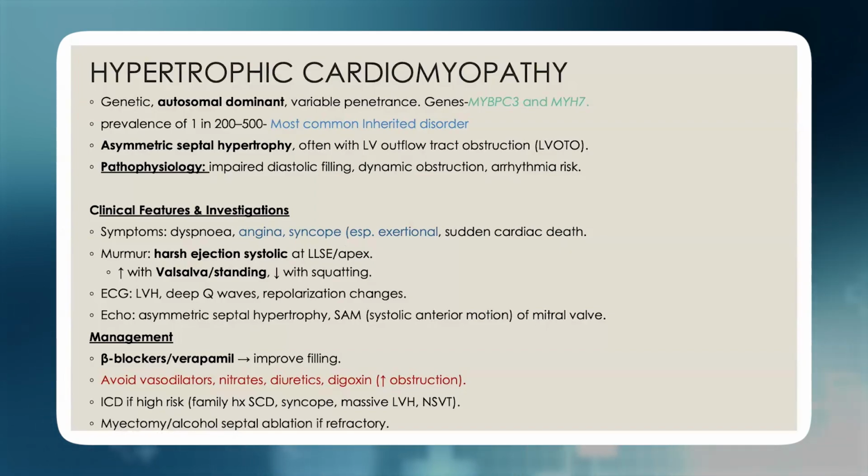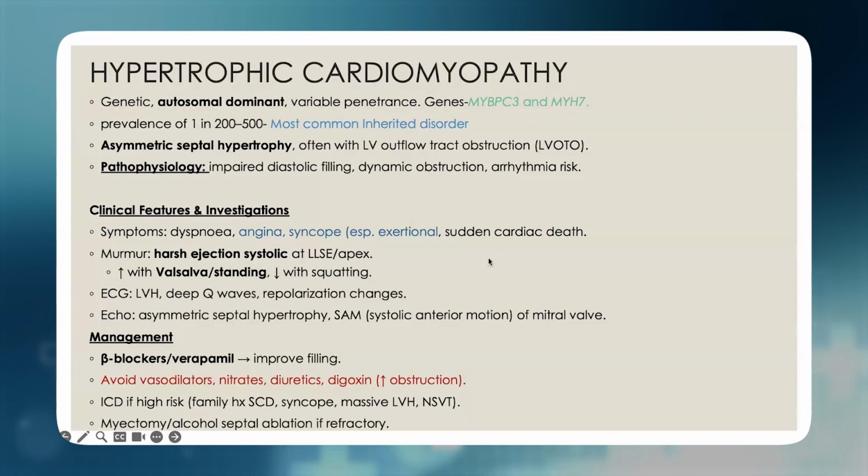Okay. ECG shows left ventricular hypertrophy, deep Q waves, and repolarization changes. Echo will show you asymmetric septal hypertrophy. SAM means systolic anterior motion of the mitral valve. This is also very pathognomonic of the disease condition.